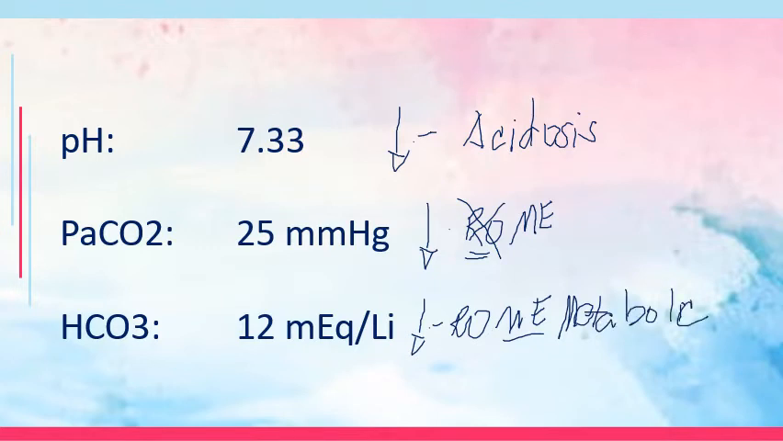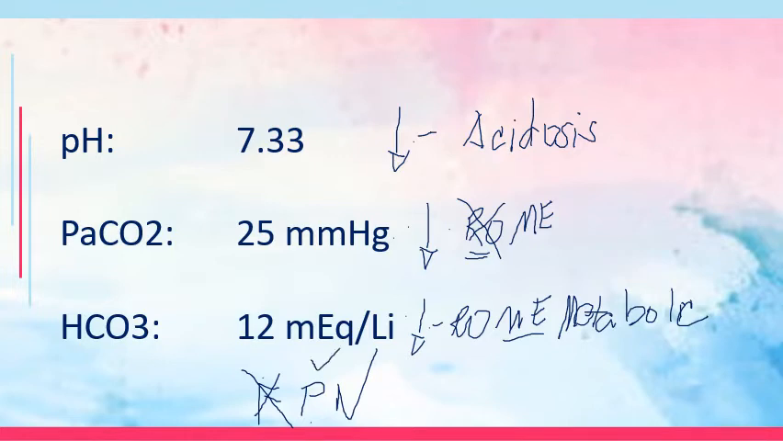Fourth step, let us determine if this is fully compensated, partially compensated, or no compensation at all. For us to know if it is fully compensated, the pH should be normal. Is the pH normal? No, this is not full compensation. For us to know if this is partially compensated, the arrows of bicarbonate and PaCO2 should be pointing in the same direction. Are they pointing in the same direction? Yes, they are. So this is partial compensation.